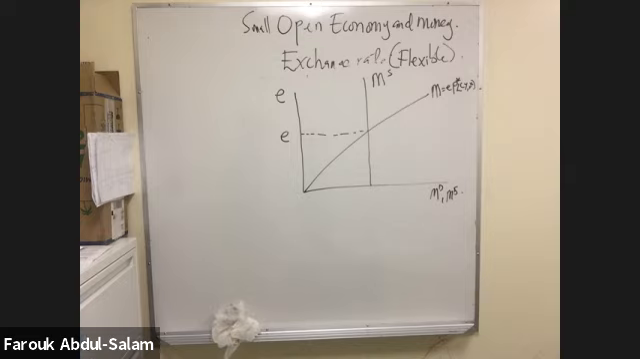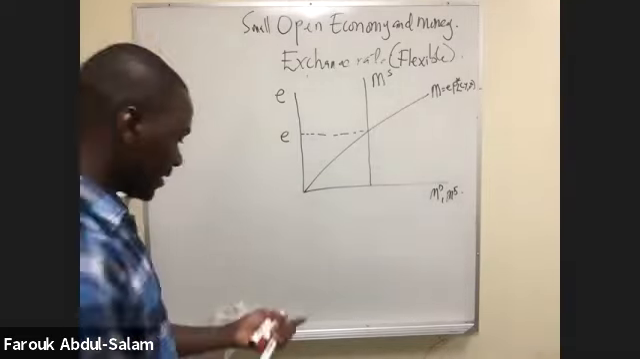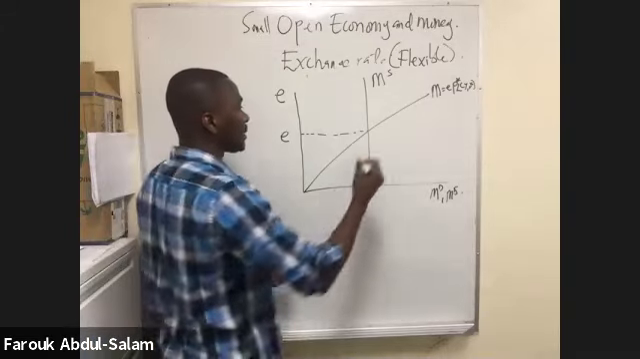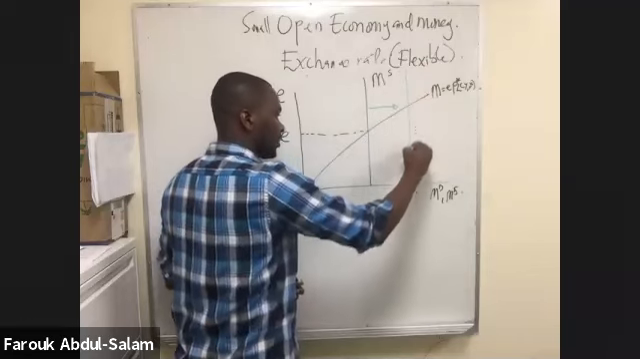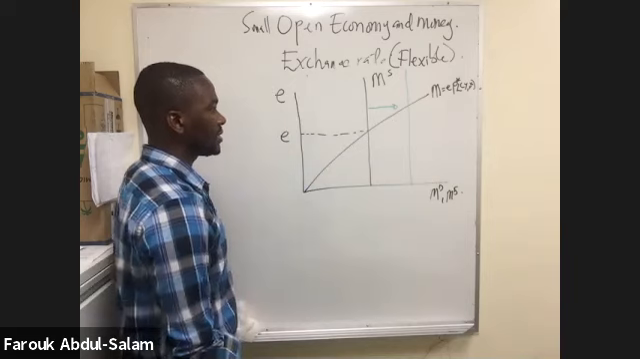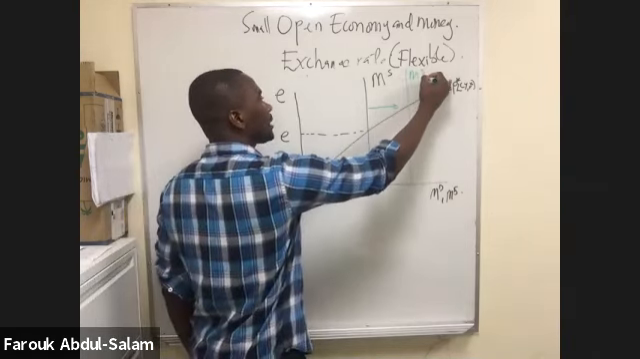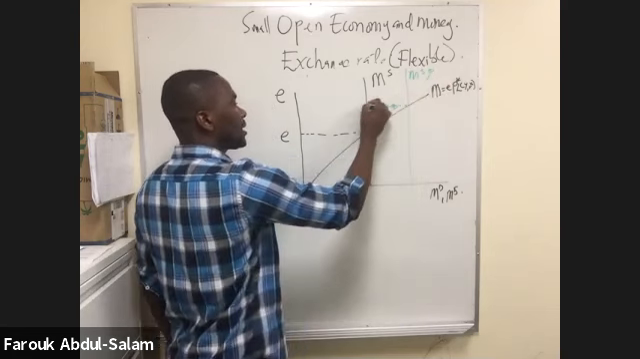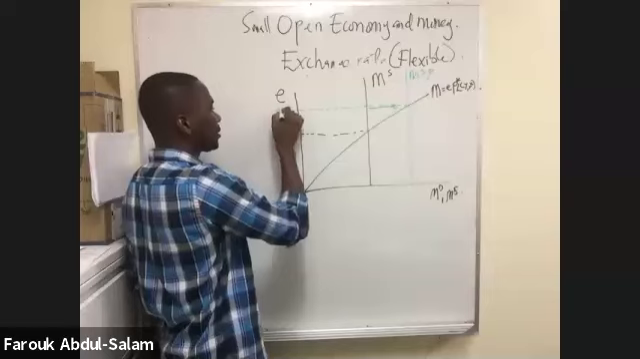All good? So let's take the situation where the central bank has indicated that it is interested in increasing the money supply. So it's going to increase the money supply from here to here. So this is going to go up. Now, what do we see? With an increase in money supply, this goes up, so the exchange rate moves from E1 to E2.